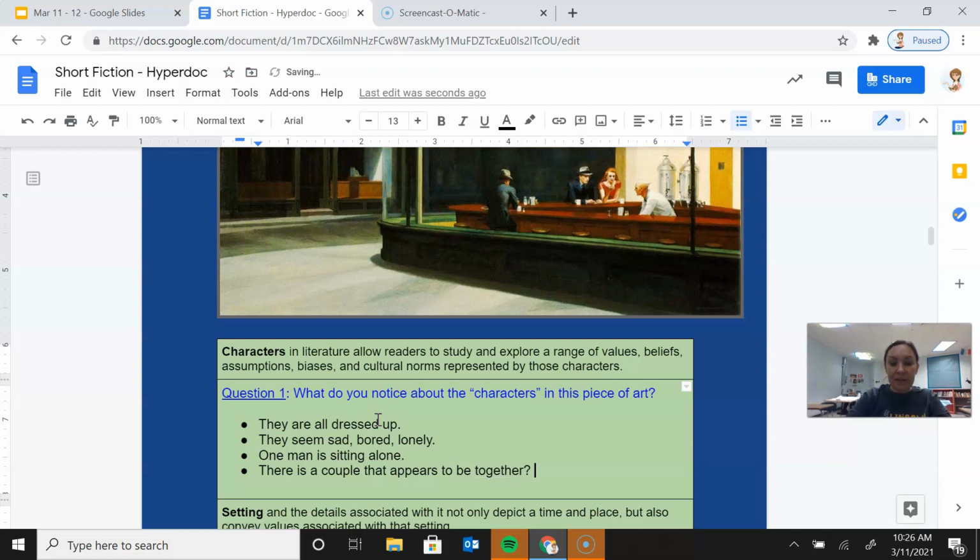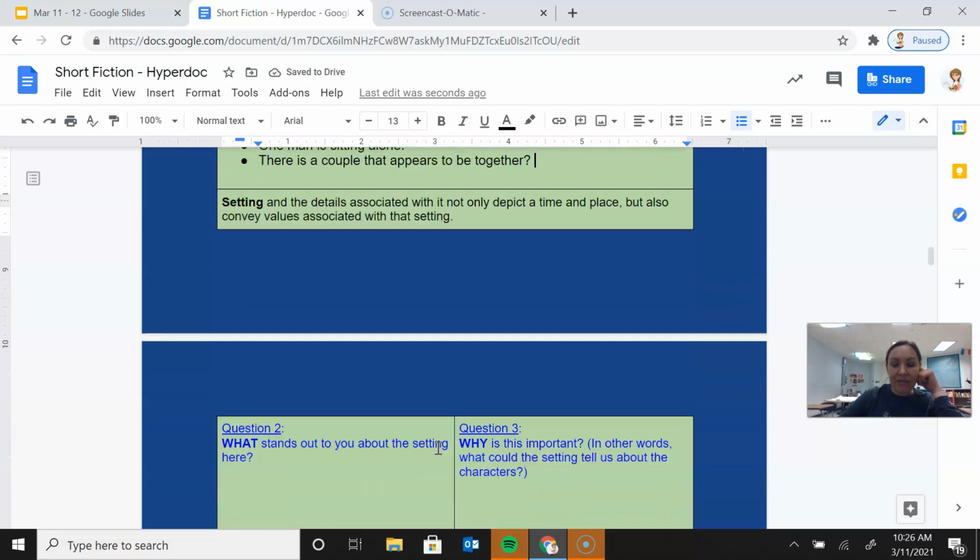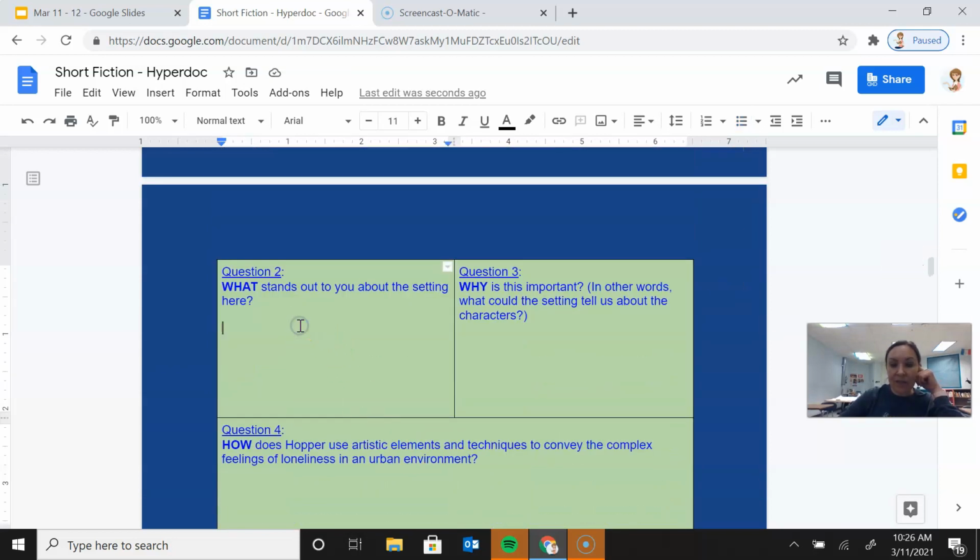Those types of things I am asking you to notice about the characters. Coming down here, setting-wise, what are some things that we notice about the setting? Hopefully you were able to construct some answers around that. And then we use what we notice about the characters and the setting to make an inference about why that might be important. And let's do one together about the setting.